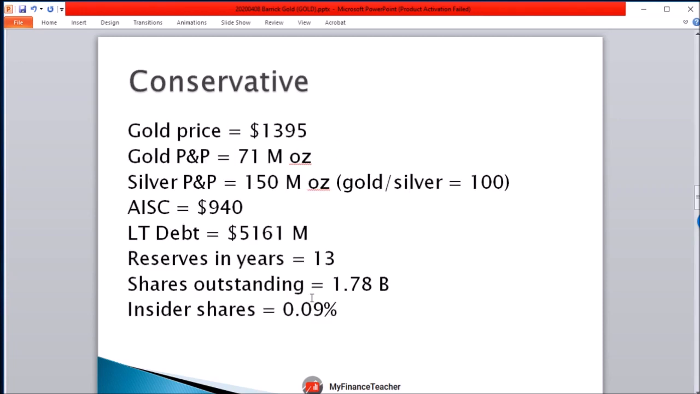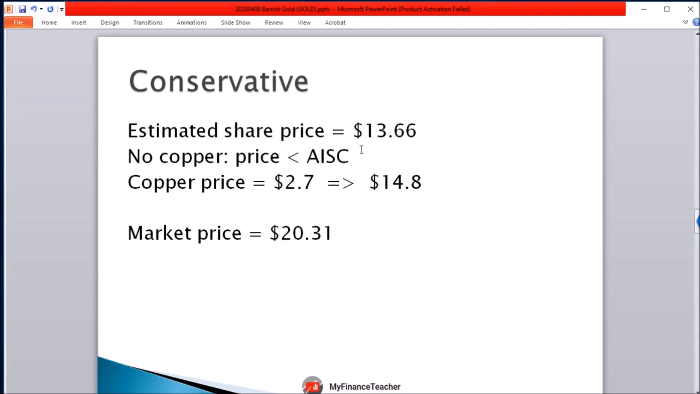So now we combine all of this information. Much of this I've mentioned earlier. The gold price that we're going to use is $13.95. Reserves in years is the total proven and probable reserves of gold divided by annual production of gold, which is 13 years. The rest of the information I have mentioned earlier, and all of that gives us a conservative valuation of $13.66. That's without including the value of copper, as the price is smaller than all-in sustaining costs.